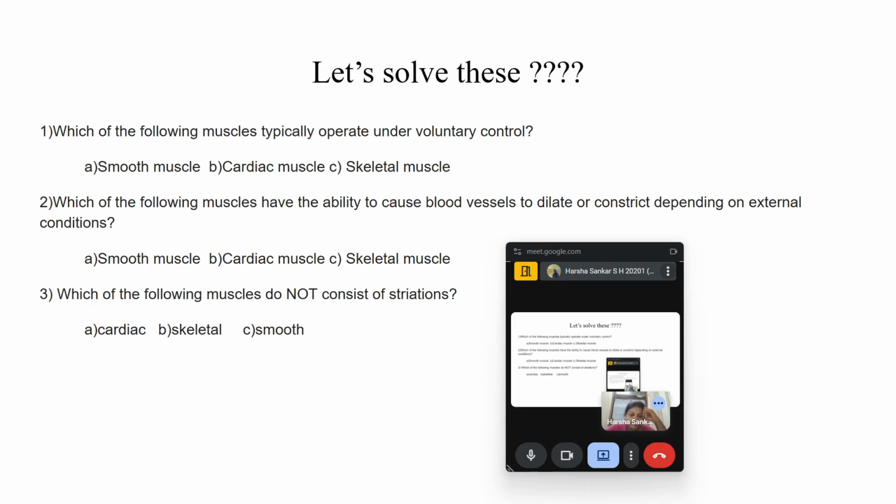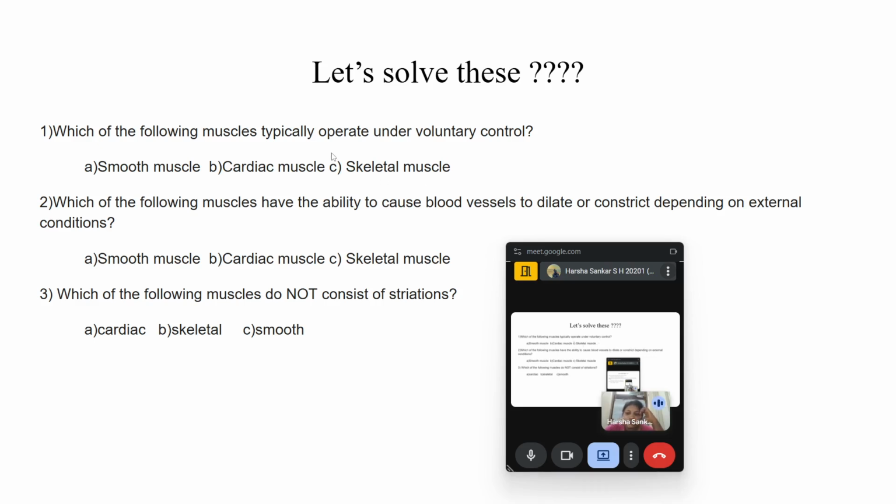So the first question is, which of the following muscles typically operate under voluntary control? Option A, smooth muscle. Option B, cardiac muscle. Option C, skeletal muscle. We just discussed voluntary control. If I want to move my hands to take something, I'm doing that voluntarily. All voluntary control is related to skeletal muscle. So the correct answer is option C.